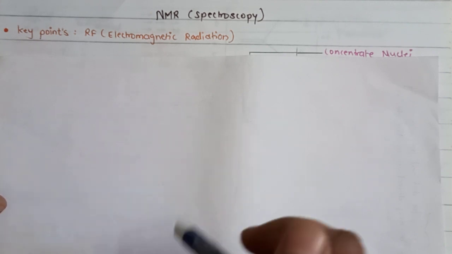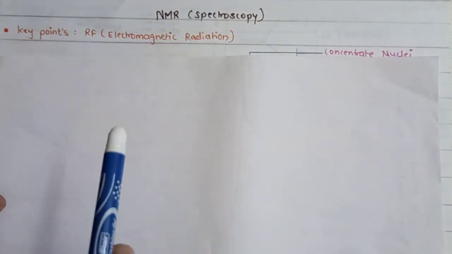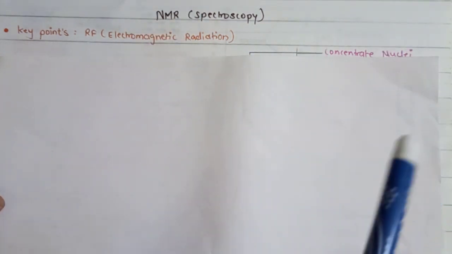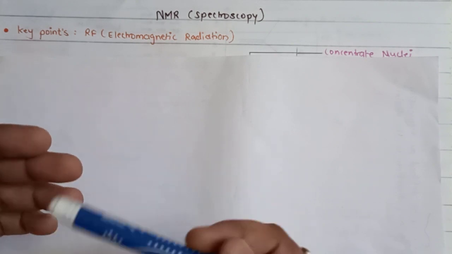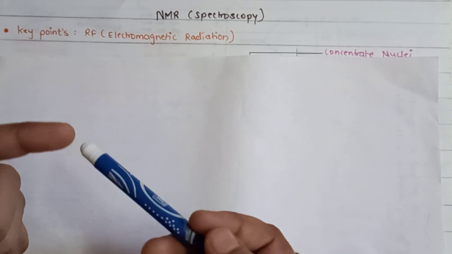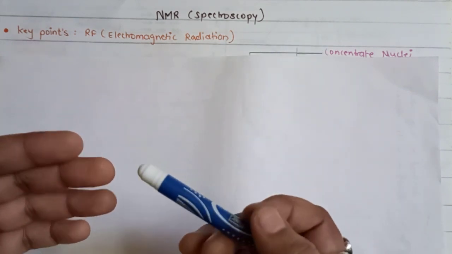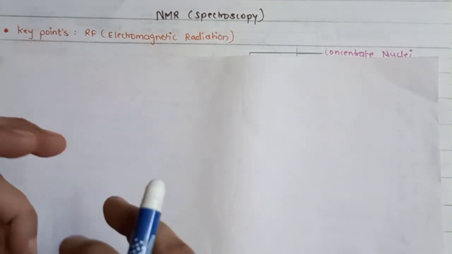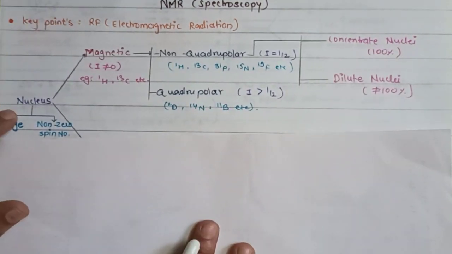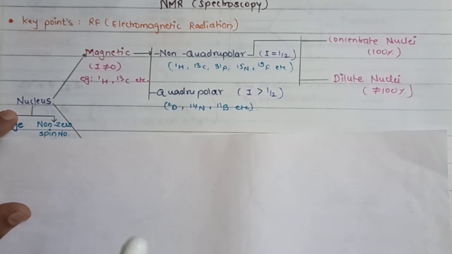The full form of NMR spectroscopy you should understand first: nuclear magnetic resonance spectroscopy. So here some nuclei we are going to consider. When we said that electromagnetic radiation has to interact with the organic molecule, the part of the organic molecule we consider here is the nucleus. The nuclei of the atoms are going to interact with the radio frequency. So you have to remember these two things.